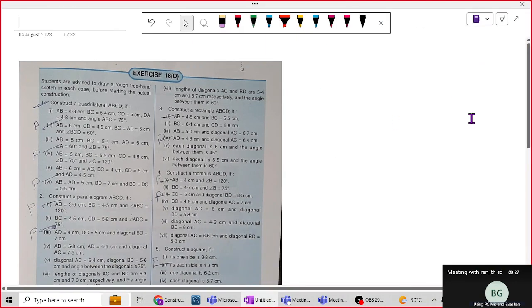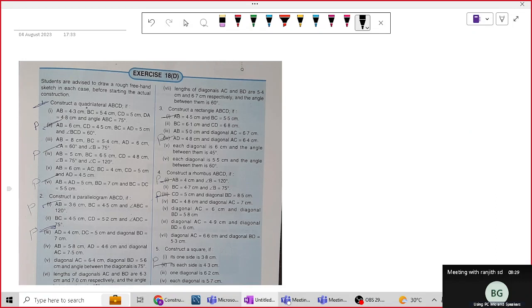Okay, construction. First question. What is given here? What are the values? AB is equal to 4.3. What are we supposed to construct, students?